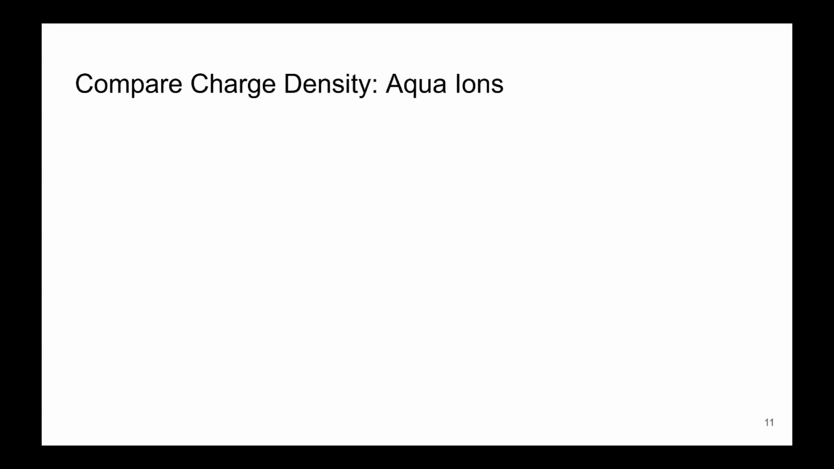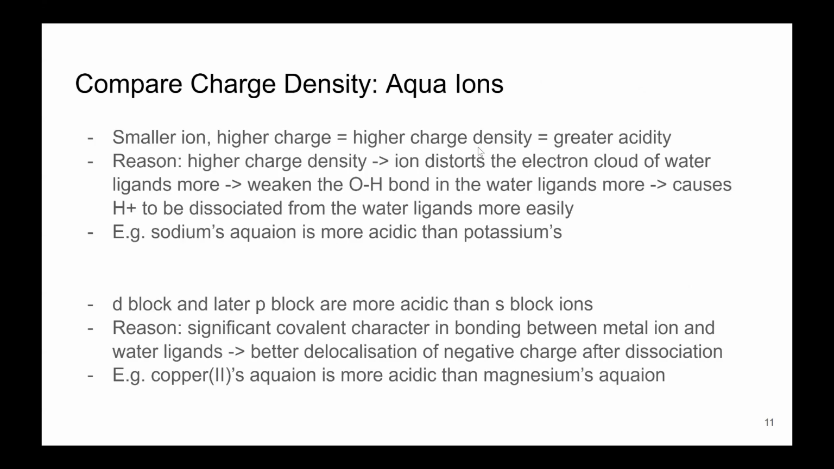So let me now address aqua ions. The thing that we use to compare the acidity is the charge density. Sorry, let me correct that. A smaller aqua ion with a higher charge will have a higher charge density, and that will give rise to a greater acidity.